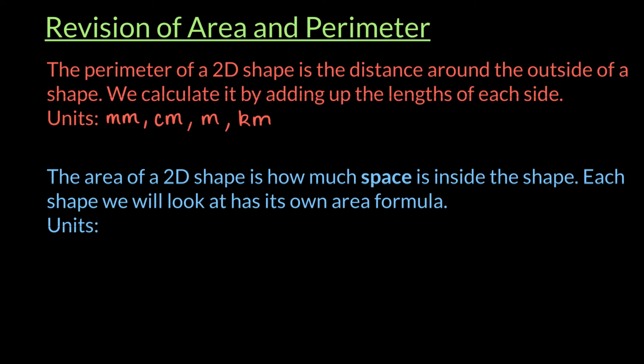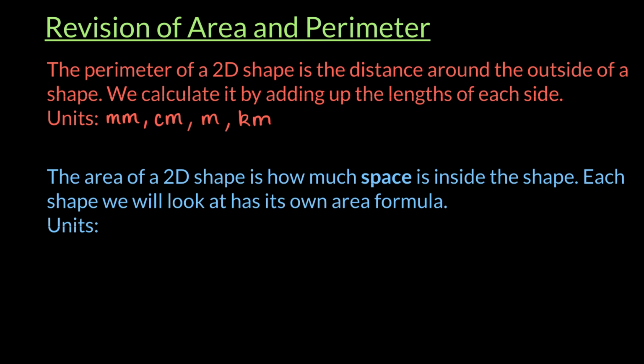Area, on the other hand, of a 2D shape is how much space is inside the shape, so how much space a shape takes up rather than the distance around the outside of it. There isn't a simple way to just find the area of a shape, and each of the three shapes that we're going to look at today has its own formula to calculate the area. When we are finding the area of a shape, rather than just millimeters, centimeters, meters, etc., the units that we're going to use are square units.